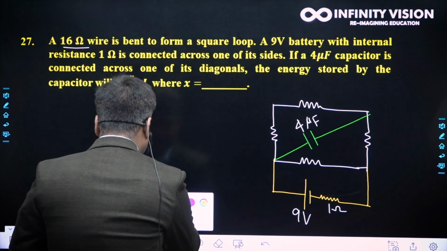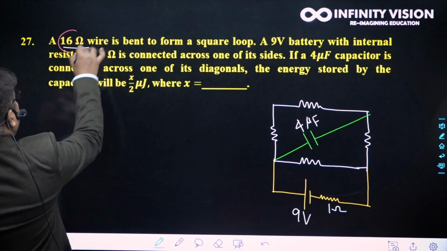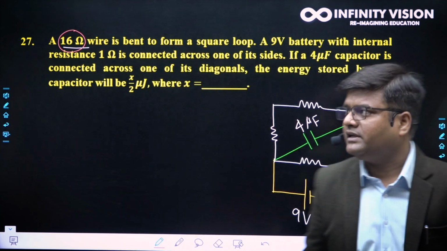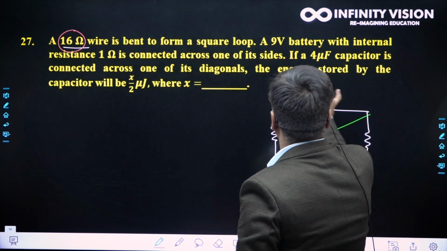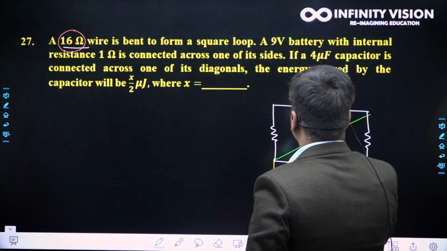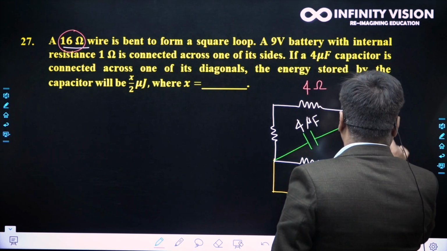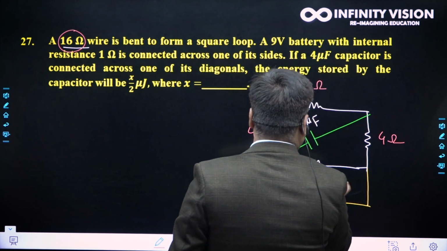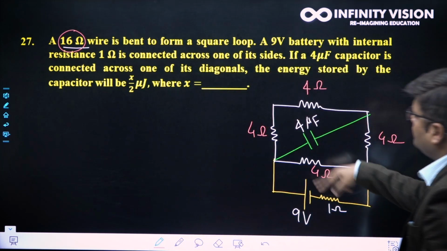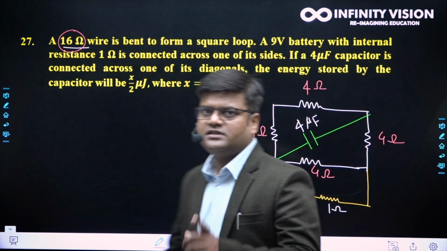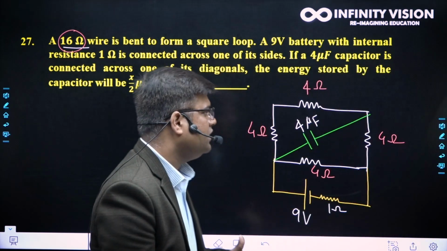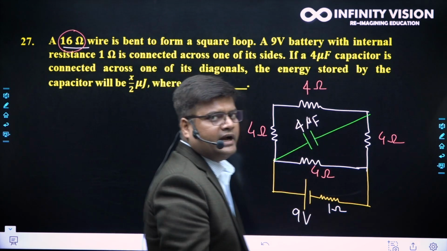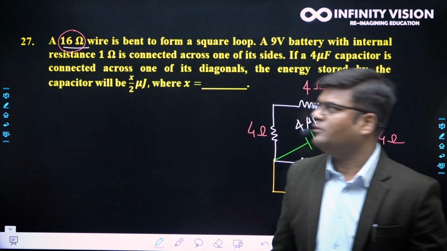Now since the total resistance is 16 ohm and we are bending it into form of a square, so all the sides will be of same length, so the resistance will be 4 ohm each, because the length is getting 1/4. So this is also 4 ohm, this is also 4 ohm, this is also 4 ohm. Now we have to solve this particular circuit in a steady state. So under steady state condition, the capacitor will get fully charged and it will become an open circuit.